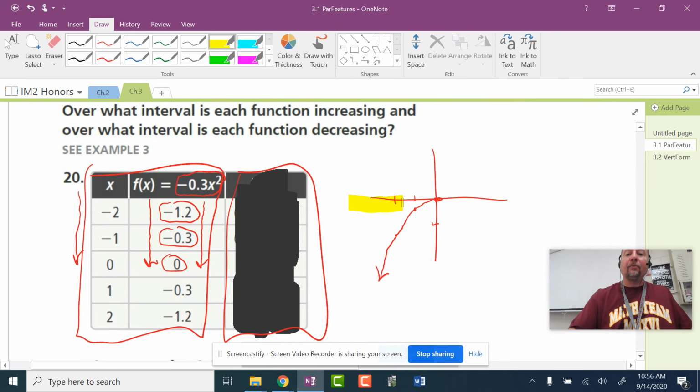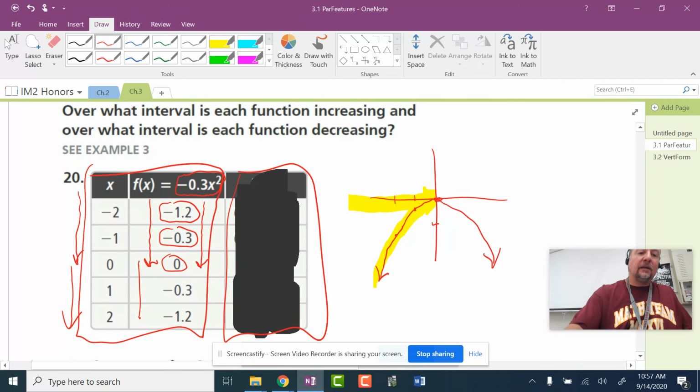So when I plug in x from left to right, this goes up, then it goes down after this. We could see these going down. When I plug in 0, 1, and 2, these go down in value: 0, then -0.3, then -1.2, so that decreases.